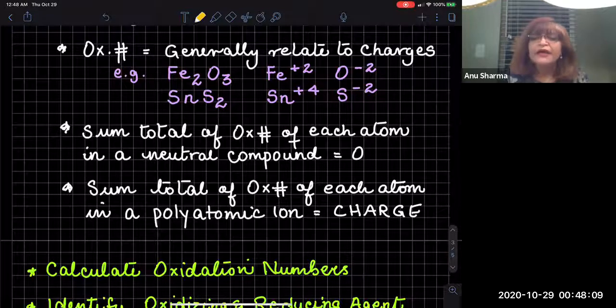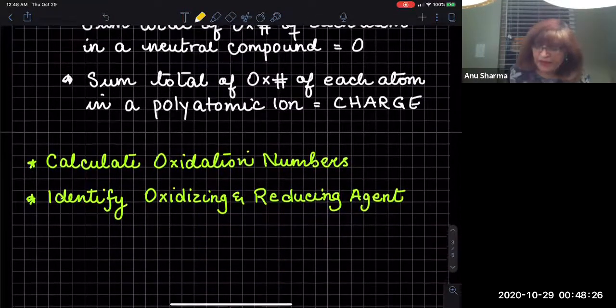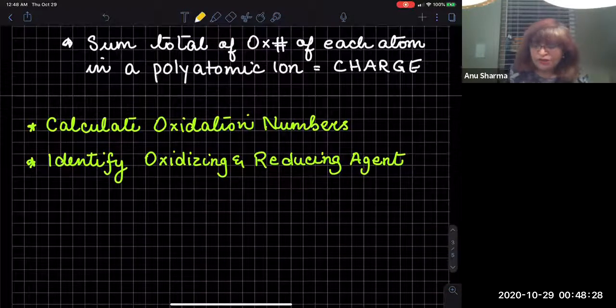So for example, in the case of iron oxide, the oxidation number of iron is +3. In the case of tin(IV) chloride, the oxidation number is tin +4. The total of the oxidation numbers of each atom in a neutral compound is going to be 0, and the total of the oxidation numbers of each atom in a polyatomic ion equals the charge of the ion.